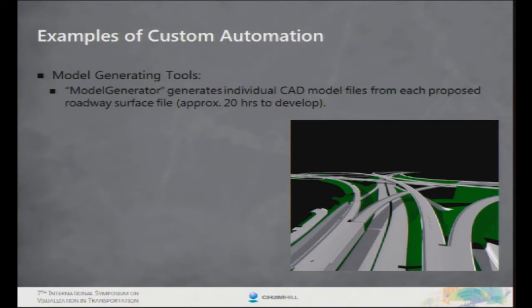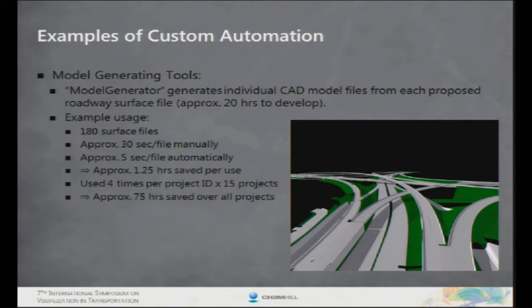So now I'm going to turn attention to some specific examples of tools that have been used specific to the CIM and VDC. There's a lot of other tools in this context of custom automation, but I'm going to share with you some that are specific to CIM and VDC. Okay, a few model generating tools. One I call Model Generator, and this generates individual CAD models from each proposed roadway surface. It took approximately 20 hours to develop.